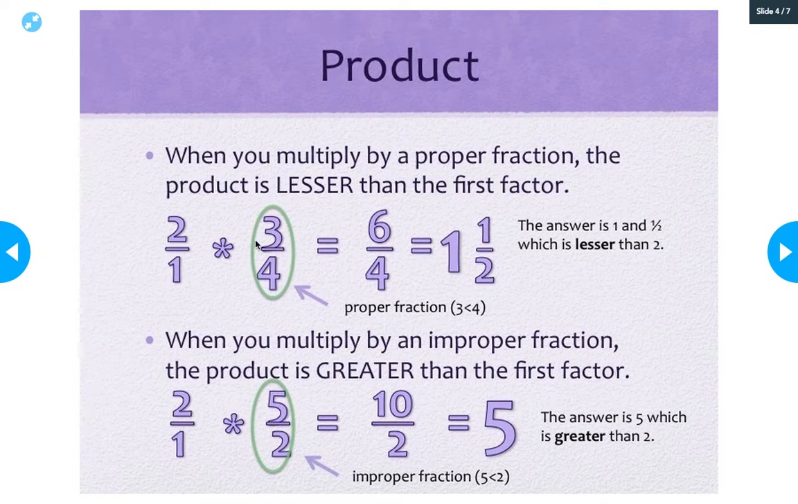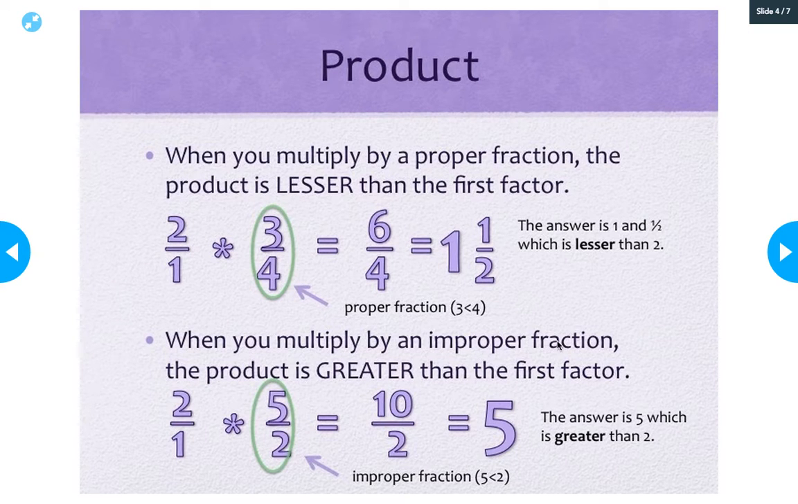So 2 over 1 times 3 over 4, we get 6 over 4. And when we divide and simplify, we get 1 1/2. 1 1/2 is smaller than 2. And this was a proper fraction, 3 over 4. So when I take 2 and I multiply it by a proper fraction, where the number on top is smaller, the number itself, the answer, is going to get smaller.